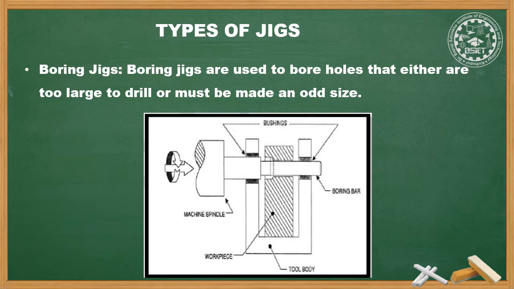As shown in the figure, the workpiece is held between the tool body and it is located with the help of the tool body, and with the help of the bushing a boring is carried out. These types of jigs are used to drill long holes, long length holes, larger diameter holes or odd size holes so as to get the proper accuracy.